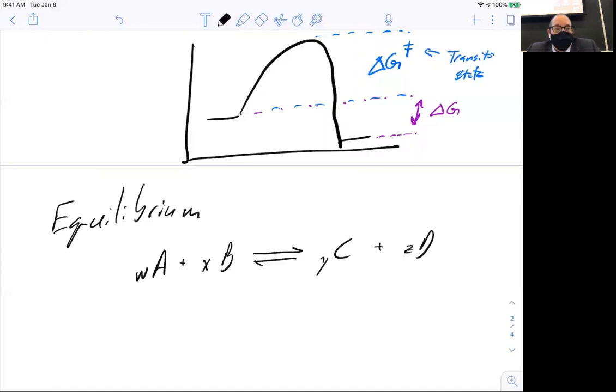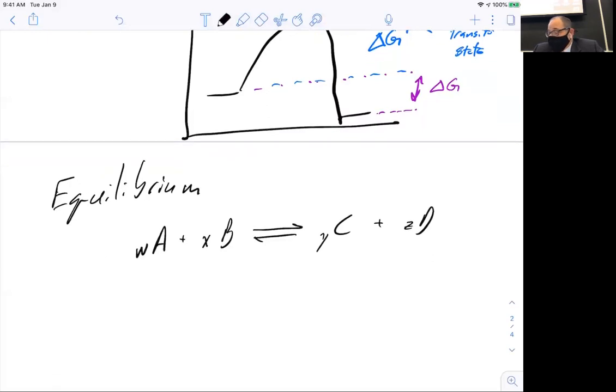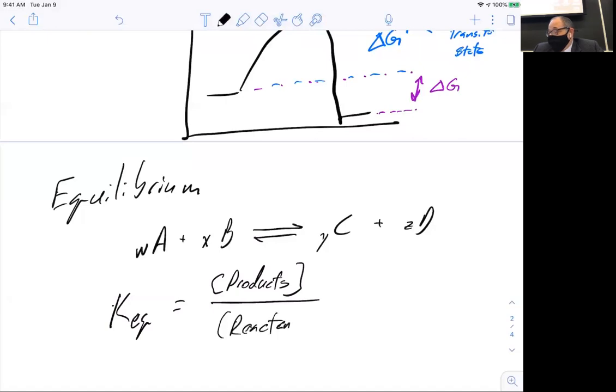Now notice here that the W, X, Y, and Z, those are the coefficients, right? So when we look at a reaction, those are the coefficients. So when we're looking at the equilibrium of the reaction, the equilibrium constant is going to be the concentration of products over the concentration of reactants. And last week we talked about the fact that you could force a reaction to go either backwards or forward based on concentrations. And that's what we're talking about with equilibrium.